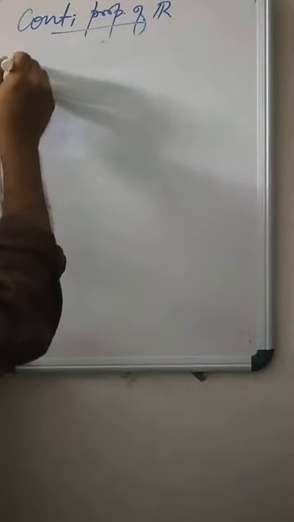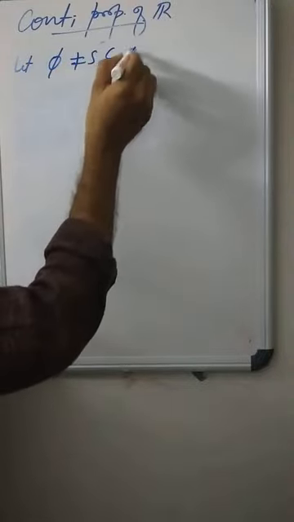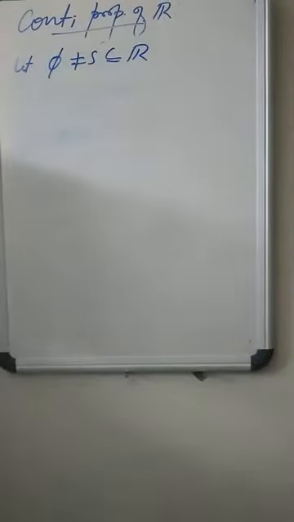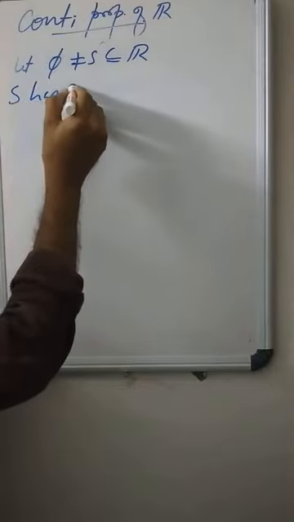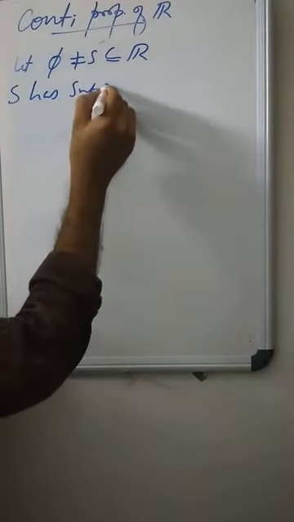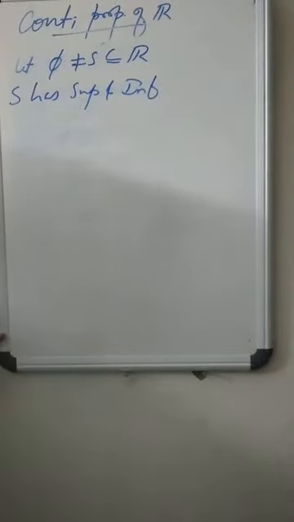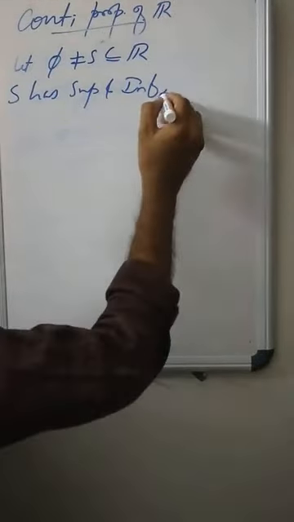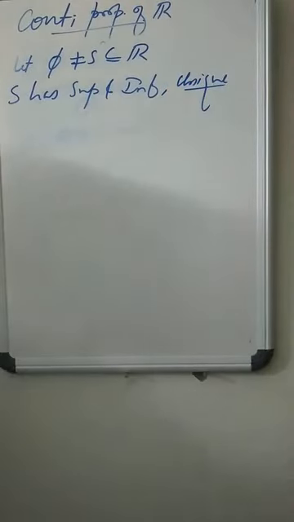Let S be a non-empty subset of R. Now we wish to prove that S has a supremum and infimum, and they are unique. It means S has only one supremum and one infimum. So how?